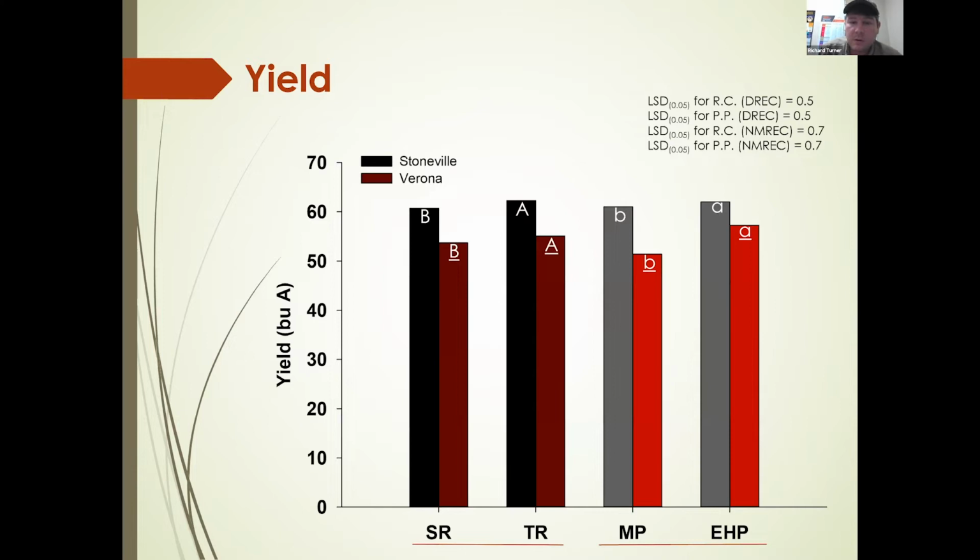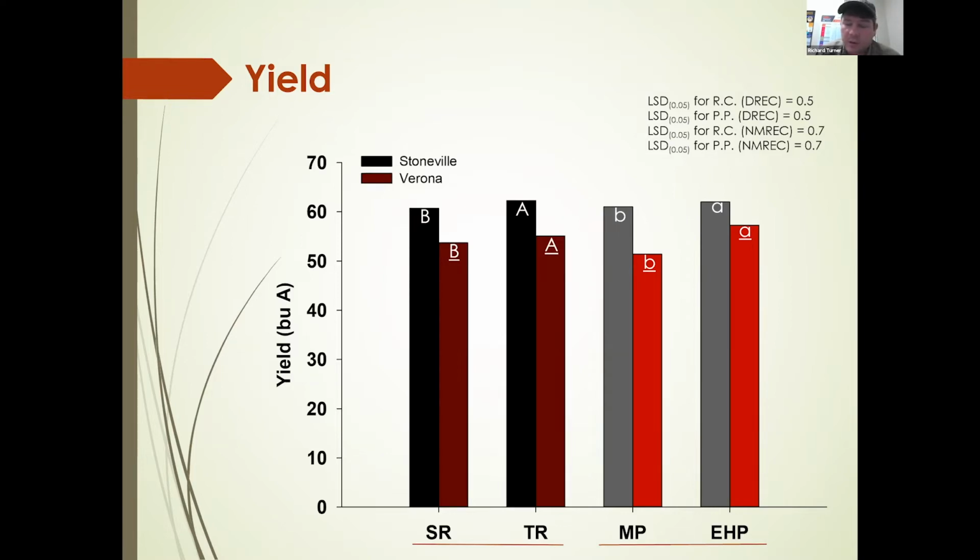So grain yield, again, same thing. At both sites, Verona and Stoneville, we saw a significant increase with the twin row system as compared to the single row system. We do believe that has a lot to do with competition, more airflow, lots of things happening in that twin row system as compared to the single row system.